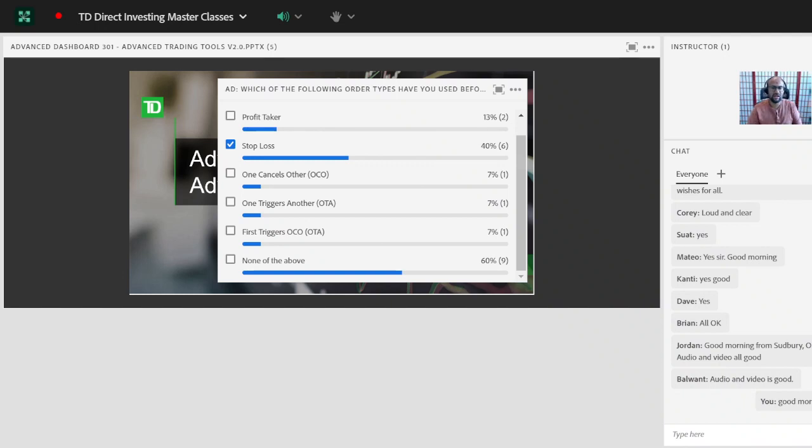So just curious to see how many of us have used these orders previously, which some of the ones we're going to be talking about today. And the majority of us use stop loss and profit taker, which is good to see. The other ones, the conditional orders, are not quite used. So hopefully I can shed some light and see if that is something that you may want to incorporate into your trading practice there.